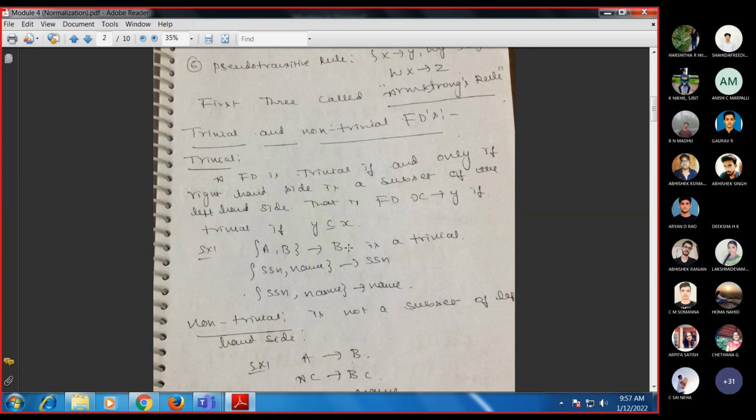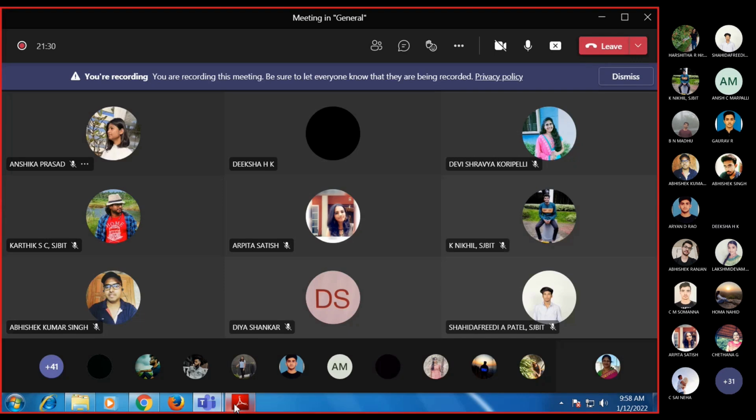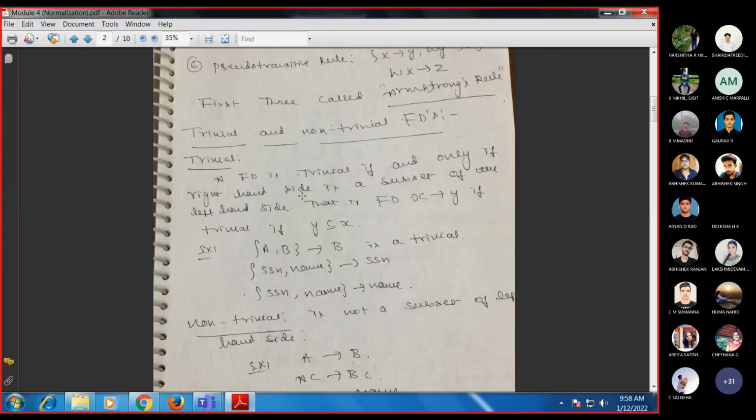So what is B here? You can see B is the right hand side attribute and AB is the left hand side attribute. Whether the right hand side attribute is a subset of the left hand side? Yes. Then we say that this is a trivial functional dependency. Are you following, all of you? Are you following, students? Yes, ma'am. Okay. A functional dependency is trivial if and only if the right hand side attribute is a subset of what? The left hand side attribute.